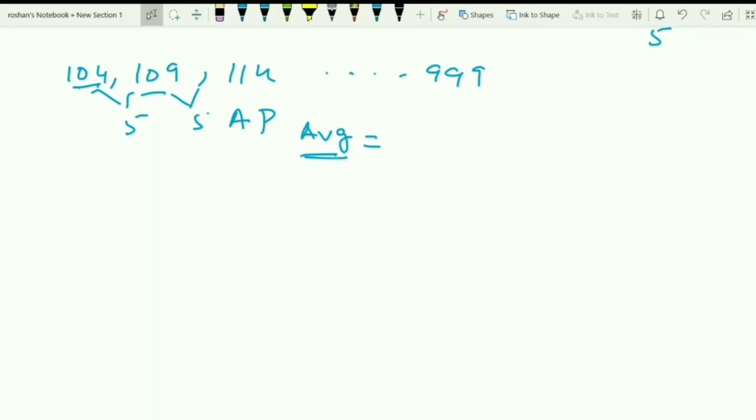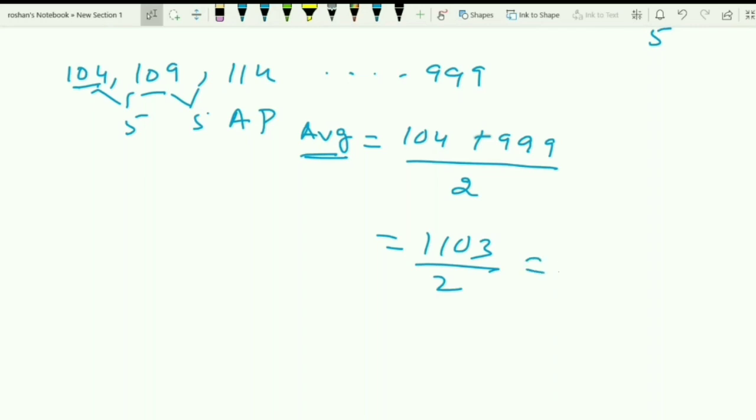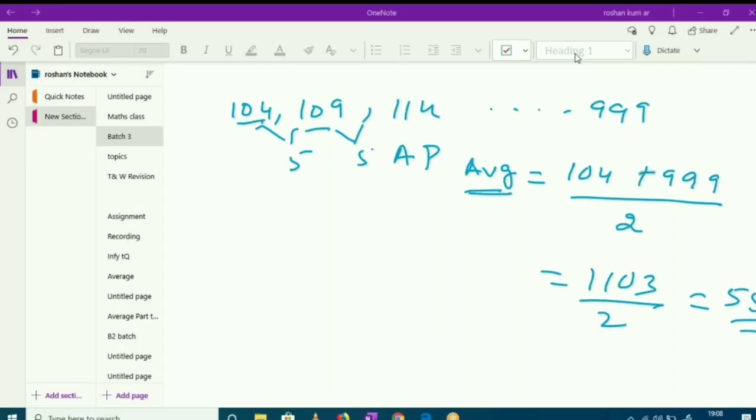All you have to do is simply find the first term, that is 104, find the last term, which is 1999, and divide the sum by 2. So this will be 1100 by 3 by 2, which is nothing but 551.5.